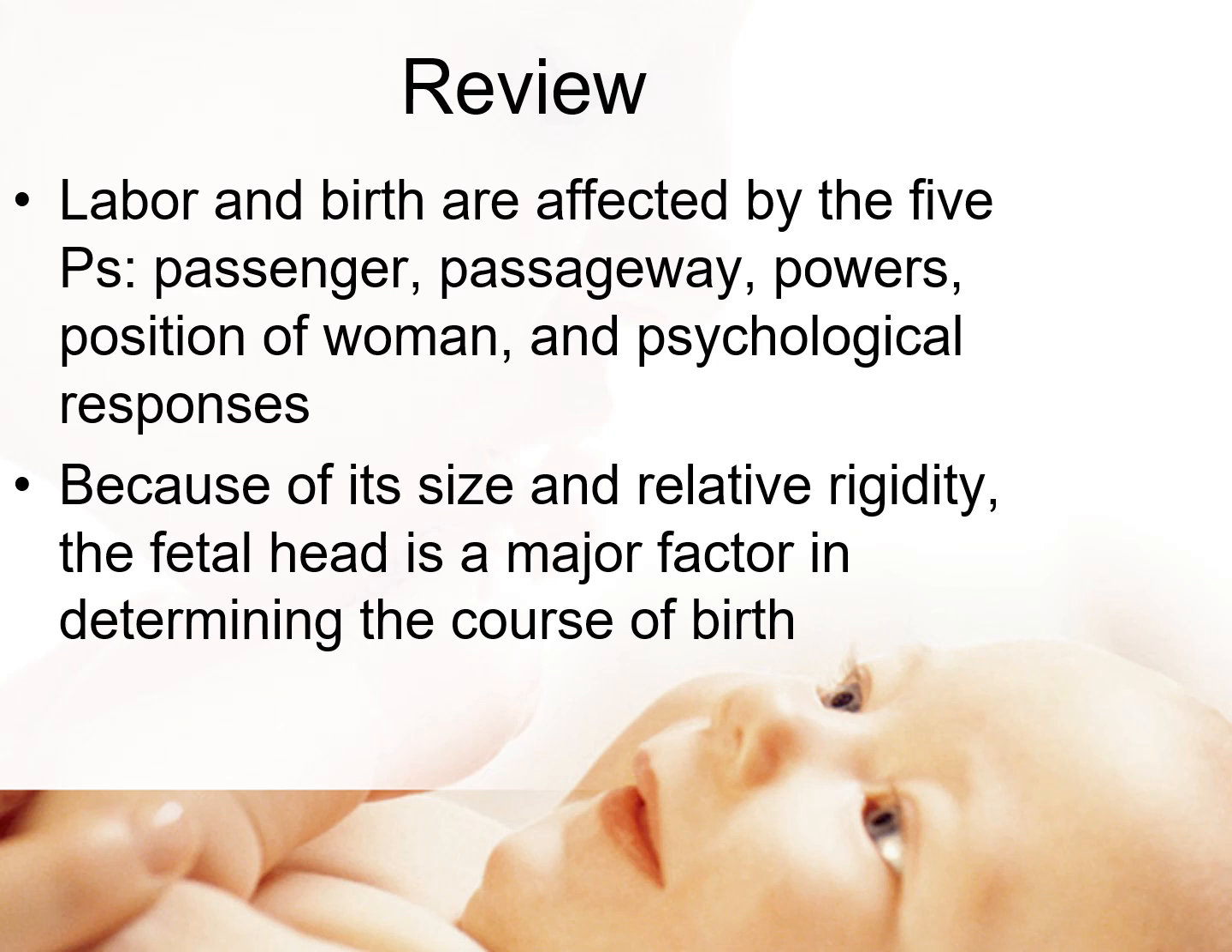Labor and birth are affected by the 5 Ps: passenger, passageway, powers, position of the woman, and psychological response. And just remember, these all have to interplay and coincide with each other for her to have a vaginal delivery. Because of its size and relative rigidity, the fetal head is a major factor in determining the course of birth. Again, remember the molding I talked about.